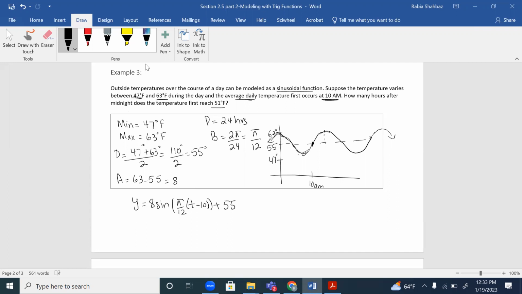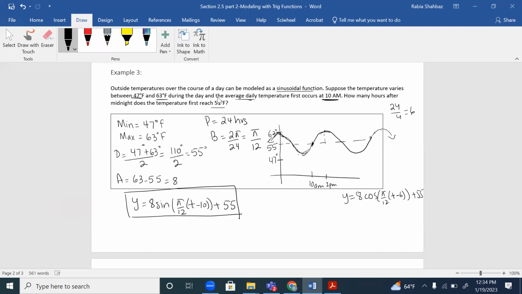How do I figure out what that next point is? I could just divide the period by 4. So 24 divided by 4 is 6. That means at 10 plus 6, which is going to be 2 p.m., is going to be at the maximum. So I could just say y equals 8 cosine of pi over 12 times (t minus 6) plus 55, right? But I'm just going to go ahead and stick with this equation and figure out when the temperature reaches 51 degrees the first time.